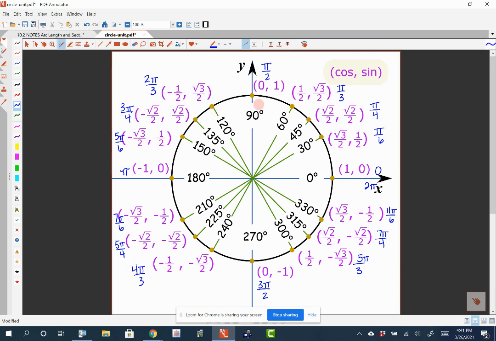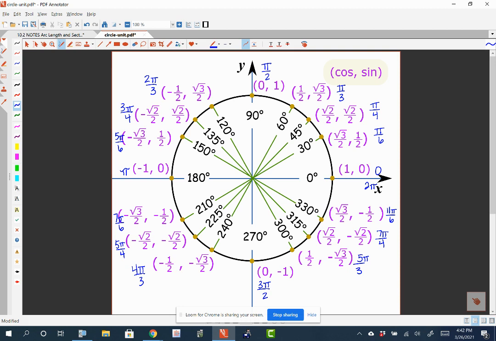Our next 30 degrees, we had 1 pi over 6, 2 pi over 6, 3 pi over 6, and we get to 4 pi over 6, which simplifies to 2 pi over 3. Then we get 5 pi over 6, which doesn't simplify. And then we get 6 pi over 6, which ends up to be pi. And we can keep going around the whole unit circle like this.